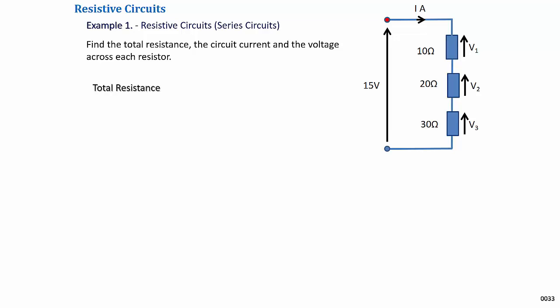To find the total circuit resistance. The total resistance of a series-connected circuit is the sum of all the individual resistors. Substituting the values, Rs equals 10 plus 20 plus 30, which equals 60 ohms.